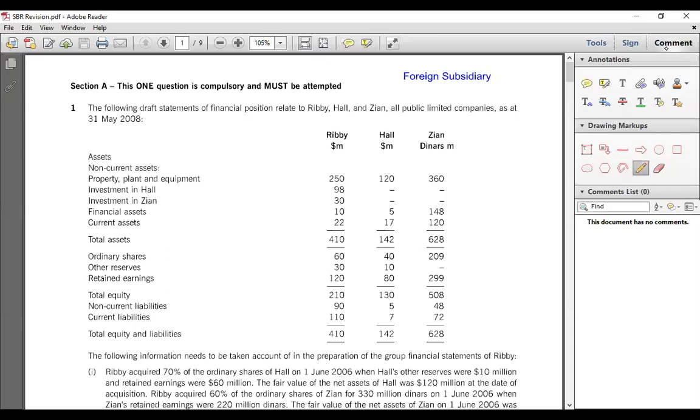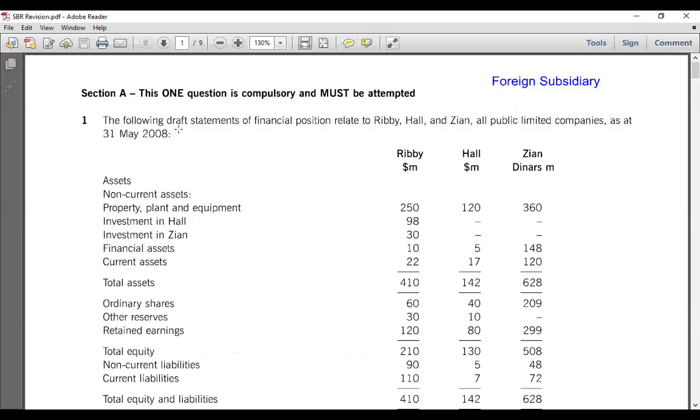If we start reading, the question says that the following draft financial position relates to Ribi, Hall and Zian, all publicly limited companies as at 31st May 2008. So this is the year end. If we see Ribi, this is in $1 million. If we see Hall, it is in $1 million. If we see Zian, it is going to be million dinars. So our focus is going to be more on Zian rather than Hall, because Hall is a local subsidiary. So there should be no confusion in that. The main area important will be for Zian.